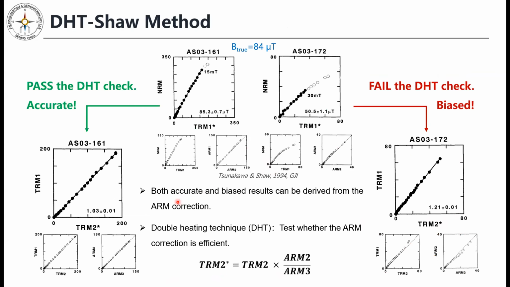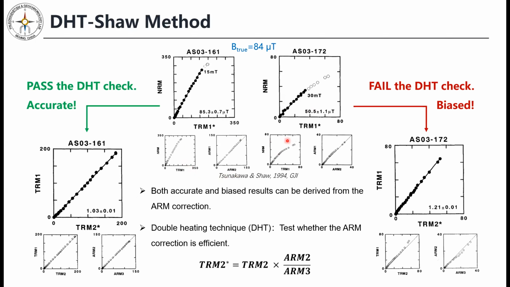And later, researchers found that both accurate and biased results can be derived from the ARM correction. Here is an example. We can see the sample on the left has a good paleointensity result, which is very close to the expected value of about 85 microtesla. But the sister specimen has about 40% bias. So there must be something different between the samples.